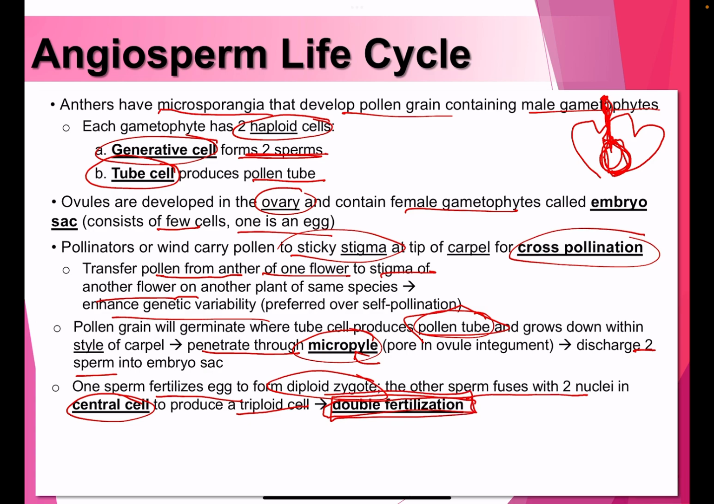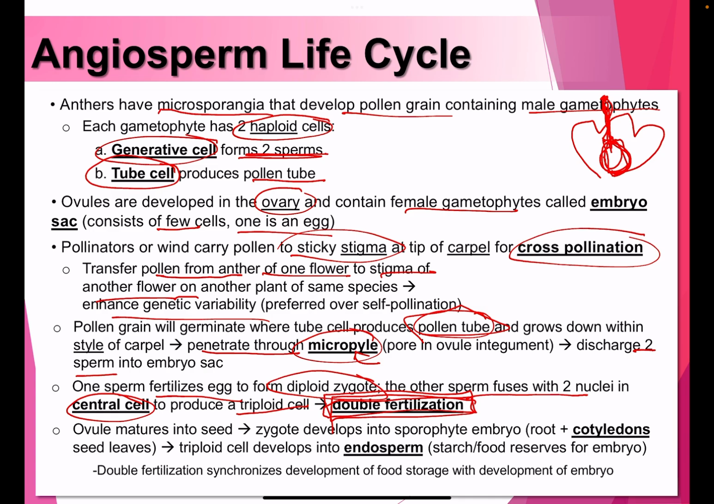Double fertilization, meaning that you have two sperm fertilizing two different things at the same time. Why do we need that? Well, ovules will mature into seed as we know it, and that zygote comes from that first sperm that has fertilized the egg, and then that zygote will develop into your sporophyte embryo, which will then grow some rudimentary roots, some early roots, and also what's called cotyledons. Cotyledons are what we call seedling leaves, very tiny little leaves that are starting to bud off from the sporophyte itself. So those are called cotyledons, which stands for seed leaves.